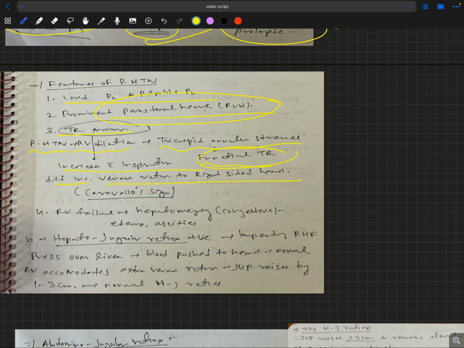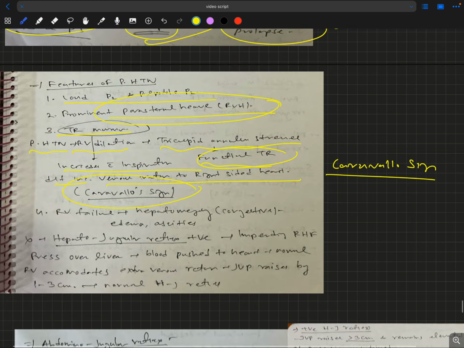So if there is more blood flow towards the right side of the heart during inspiration, the right side murmur intensity will increase during inspiration. Tricuspid regurgitation is a right side murmur. Due to annular dilatation and RVH, tricuspid regurgitation develops in case of mitral stenosis. If it has developed, then the murmur intensity will increase with inspiration. This is called Carvallo sign. TR murmur intensity increases with inspiration. This is called Carvallo sign.